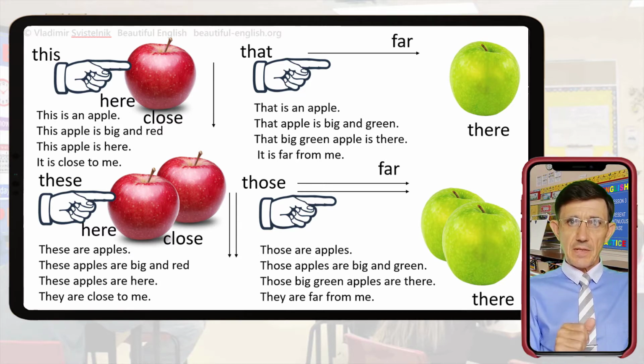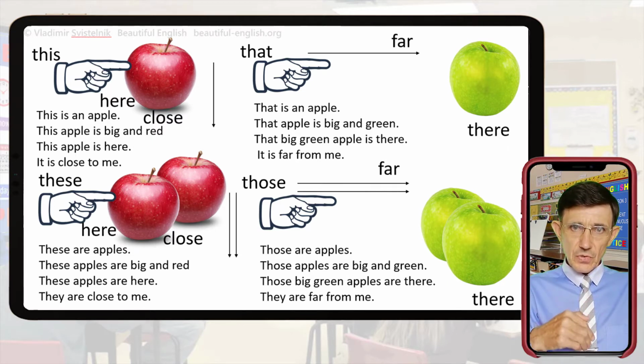We say, this is an apple. The demonstrative pronoun this indicates that the apple is next to us here. Or we give additional information about this object or a person. This apple is big and red. This apple is here. It is close to me.